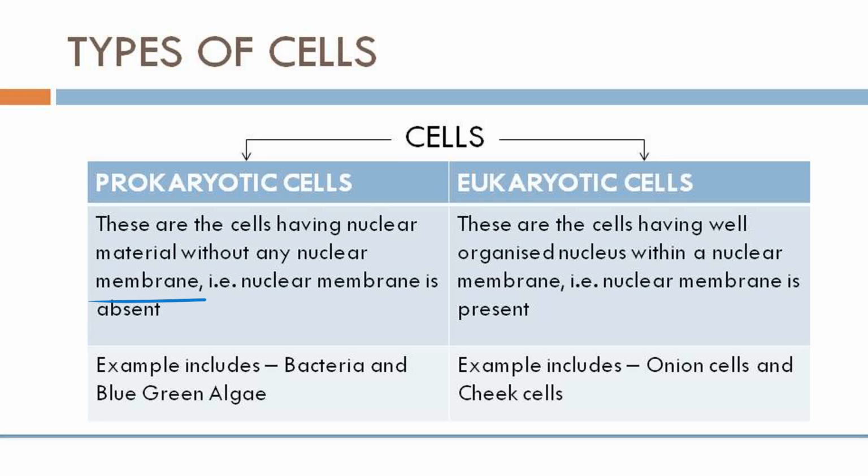Prokaryotic cells include bacteria cells and blue-green algae. Eukaryotic cells, on the other hand, are those cells which have a well-organized nucleus within a nuclear membrane. That is, the nuclear membrane is present in such eukaryotic cells. Examples of eukaryotic cells include onion cells and cheek cells.